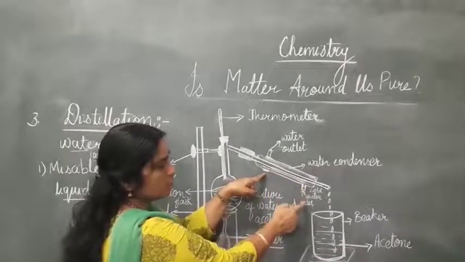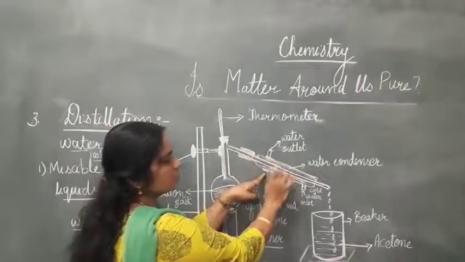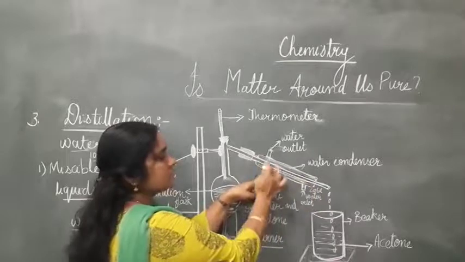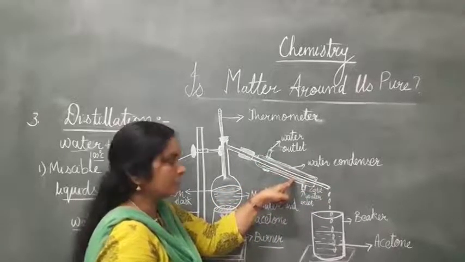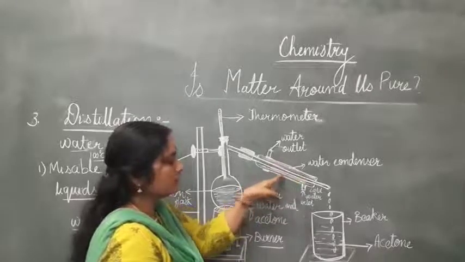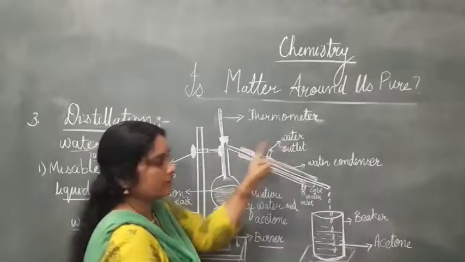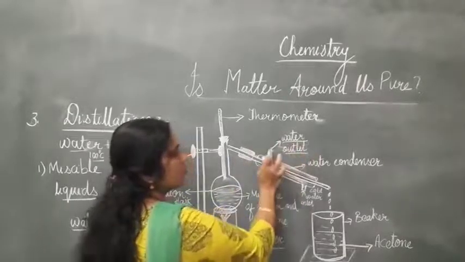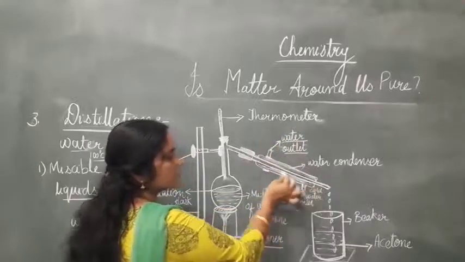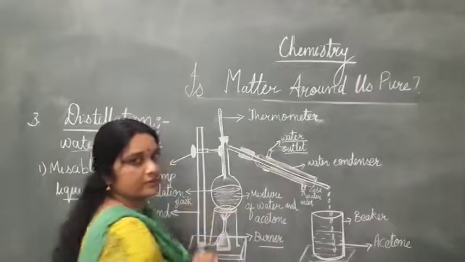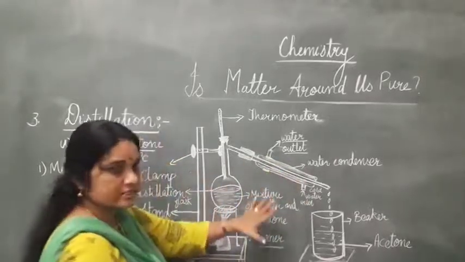This cold water will cool the vapors passing through the inner tube. Once the hot vapor passes through it, the cold water cools the vapor and the water itself becomes hot. So the hot water is removed from this upper end, which is the water outlet. The water becomes warm and can be removed. So the main purpose of this condenser is to cool any vapor passing through the inner tube. So this is the experimental setup.